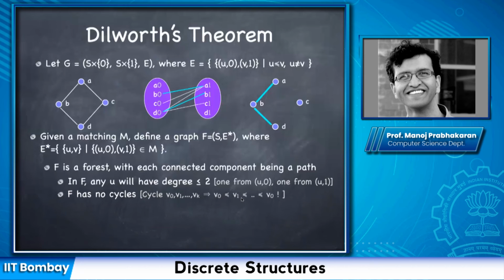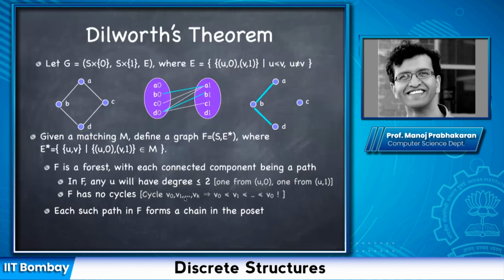All right, so I have a forest, F, which has degree at most 2 and no cycles. That makes it a forest where each connected component is a path, potentially a path of length 0. And I claim that each such connected component, each path, is actually a chain in the poset. Again, for the same reason, right?